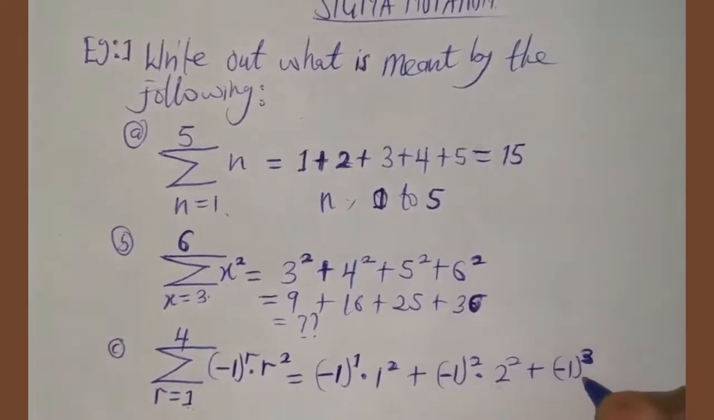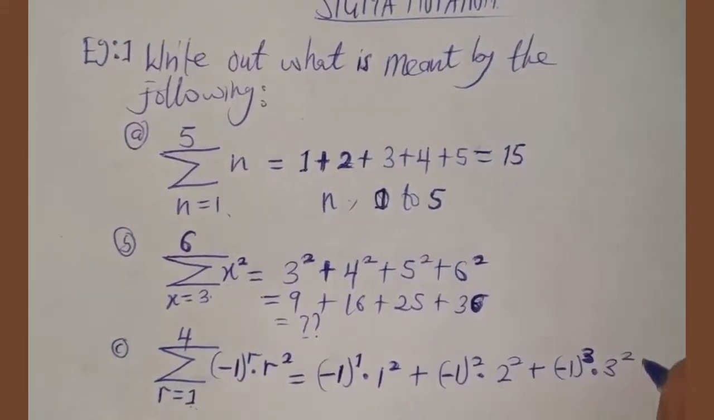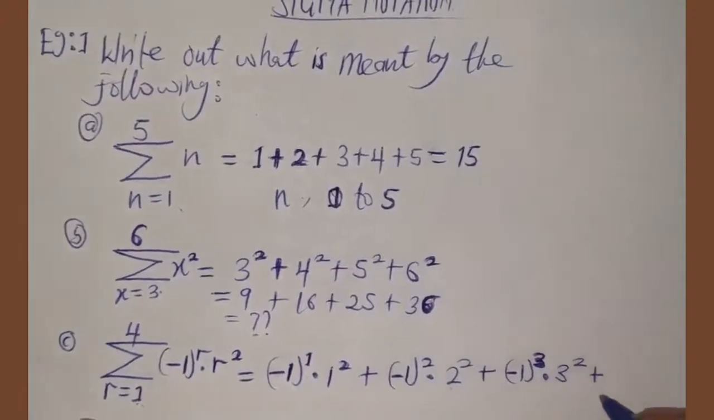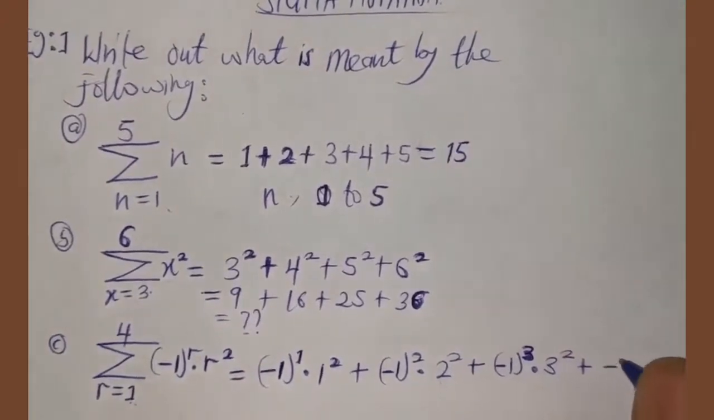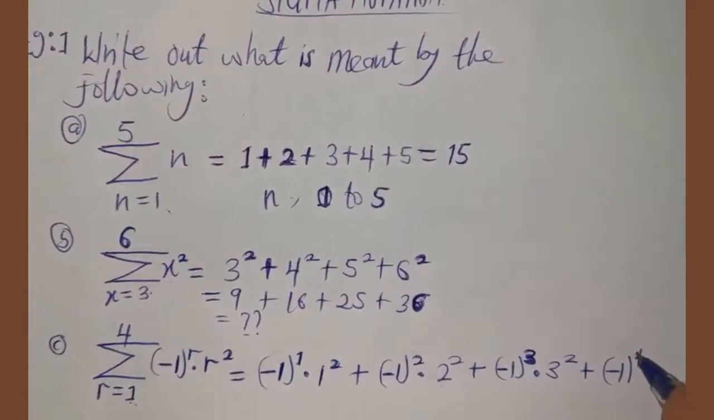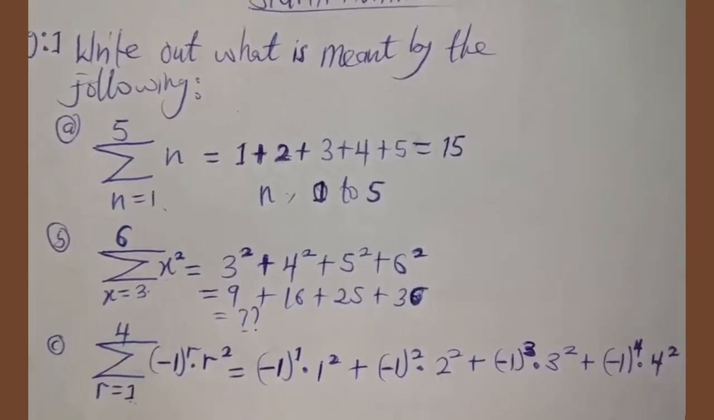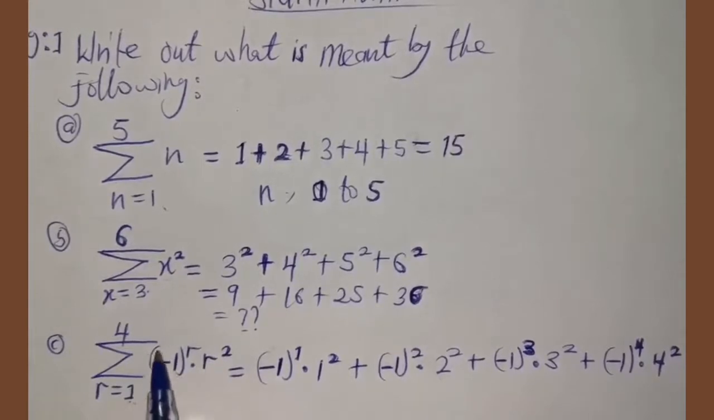Then dot, 3 squared, then plus minus 1. From 3 move on to 4, dot 4 squared. So that's how it should be. This was a long chain that we were able to break into this simpler formula. We would say that you can have it in this sigma notation form, then we are good to go.